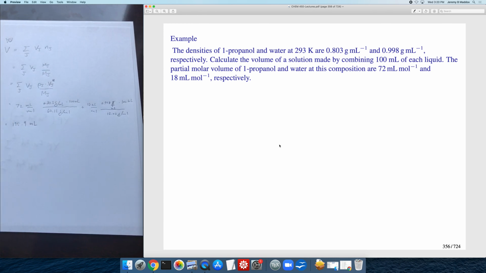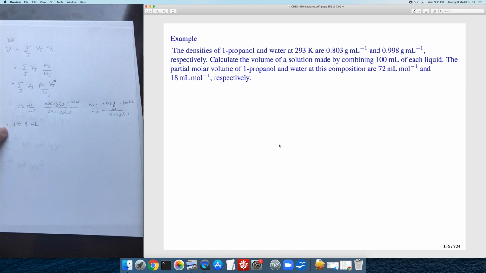So you take 100 milliliters of 1-propanol and 100 milliliters of water, add them together, and the solution will then have a volume of 195. So you see that it's a little short, right? It's not 200 mils. The solution is contracted compared to what you would expect if the volumes were perfectly additive. And what that means is that the interactions between 1-propanol and water are such that they are more attracted to one another than they are to themselves. And so this causes the volume to be smaller than you would expect.